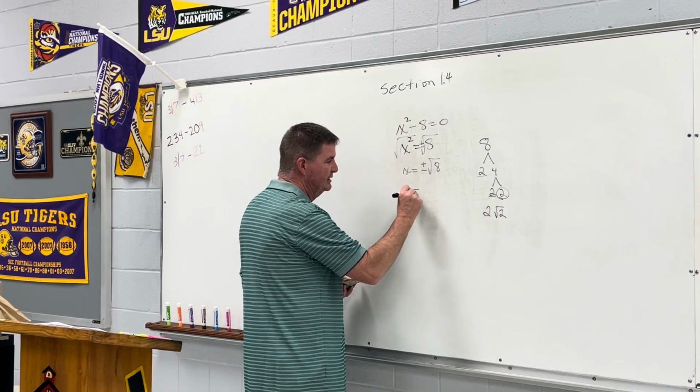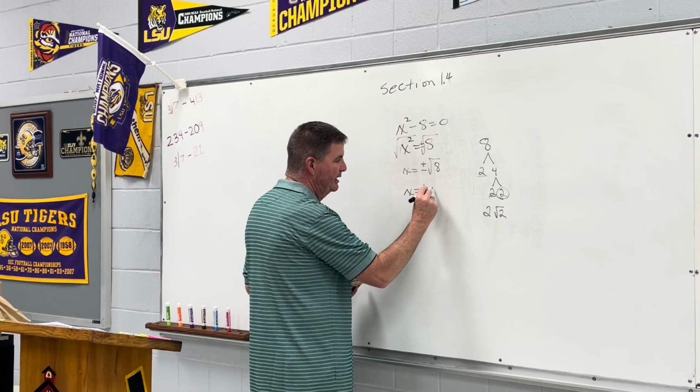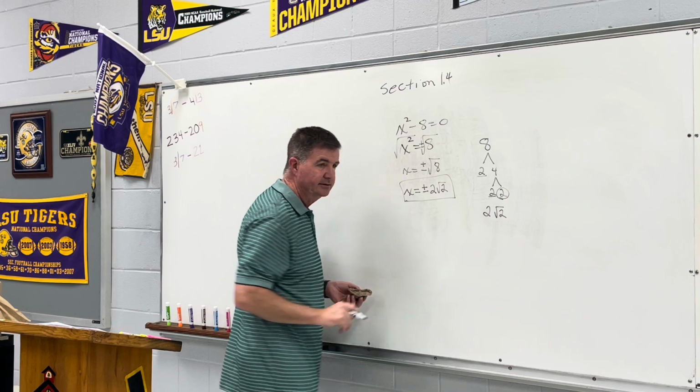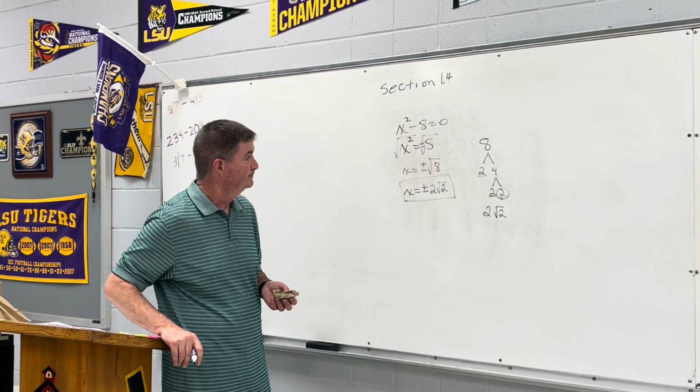So it would be x equals both plus and minus 2 times the square root of 2. That would be my answers.